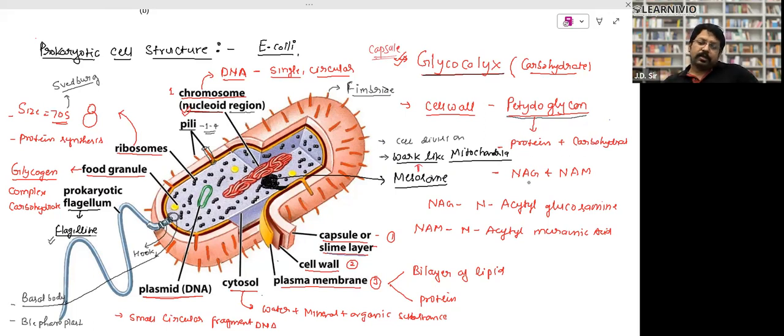So basically, there are two compounds. They are basically complex sugar compounds, right? They are called NAG and NAM. NAG, the full form of NAG, is N-acetyl glucosamine, and NAM is N-acetyl muramic acid. Both are part of the cell wall of bacteria. Clear?